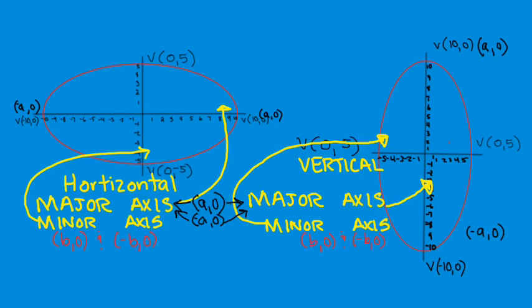The minor axis is represented by the points (b, 0) and (-b, 0). And just like with the major axis, you can see that these points don't change whether it's on the x-axis or the y-axis.